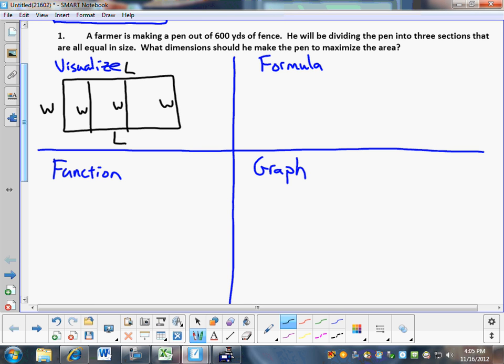Well, formula. What kind of formulas do we need to solve this problem? We have a couple. First one we need is area. We know that area is equal to length times width. But also I have a total of 600 yards of fence. So that means that perimeter will be the sum of all the pieces. I have 4 widths. I have 2 lengths. I know that the perimeter is equal to 600.